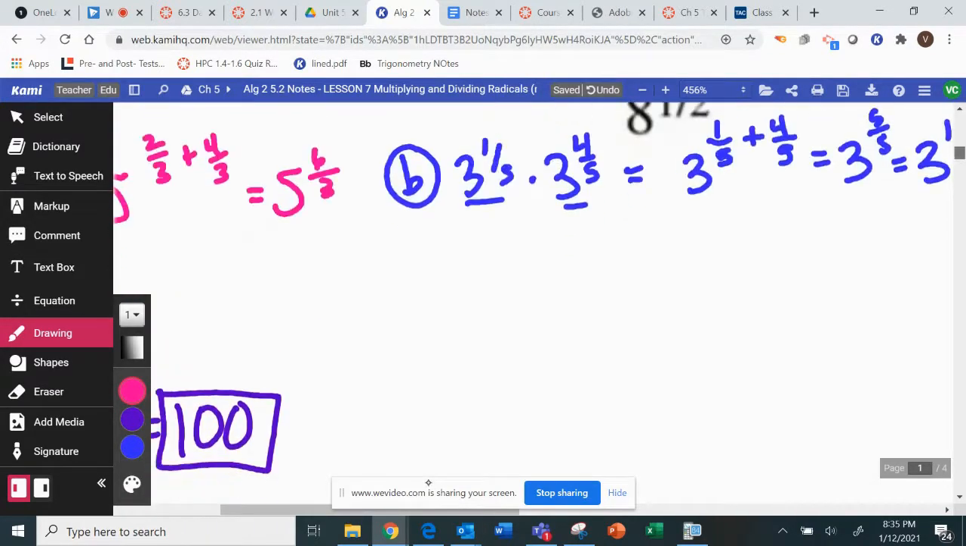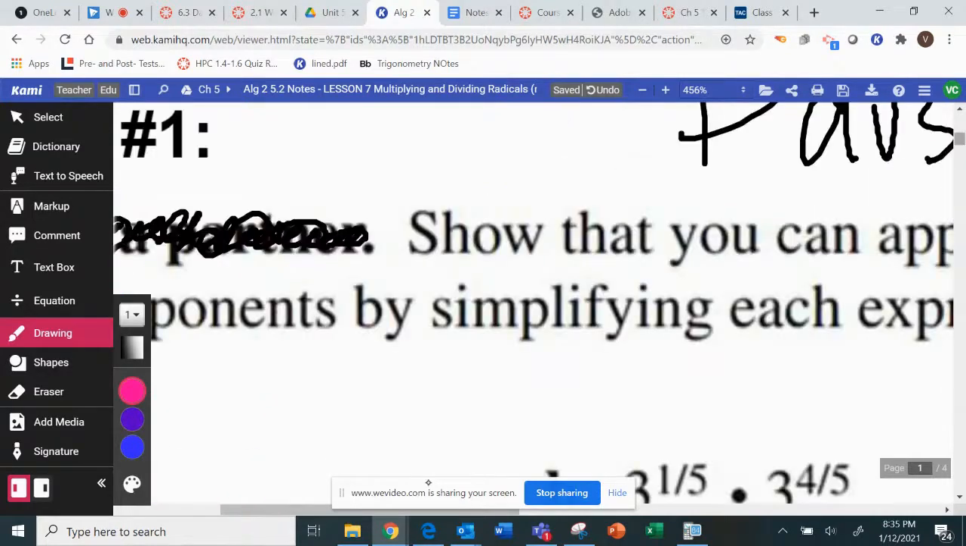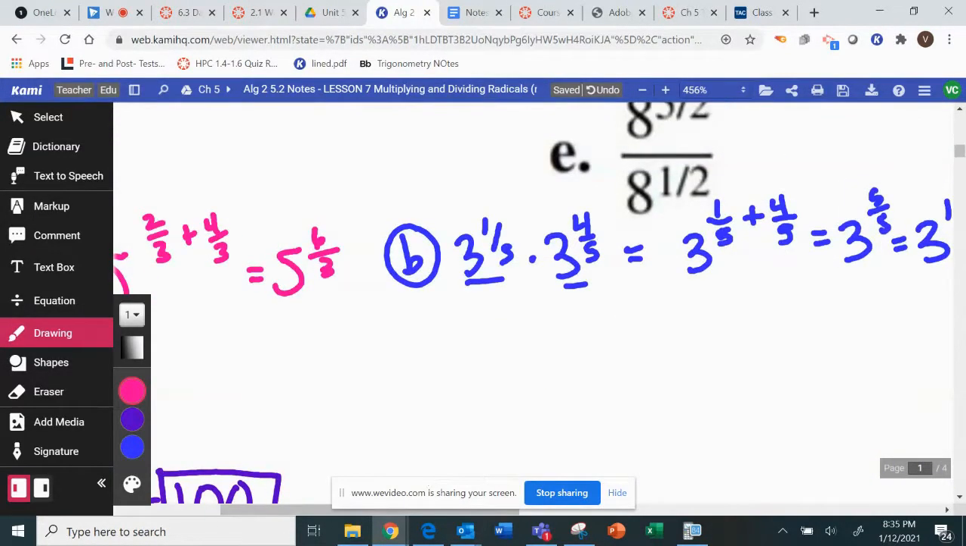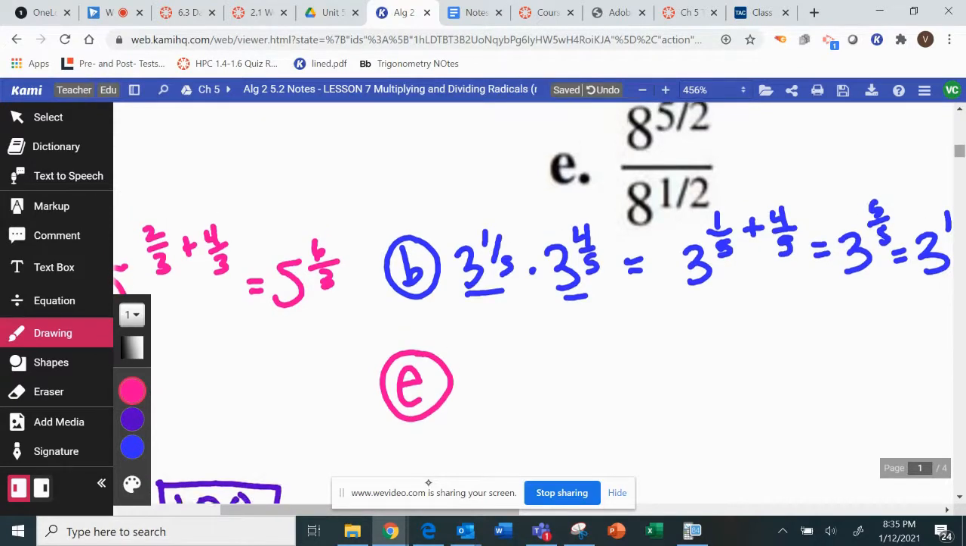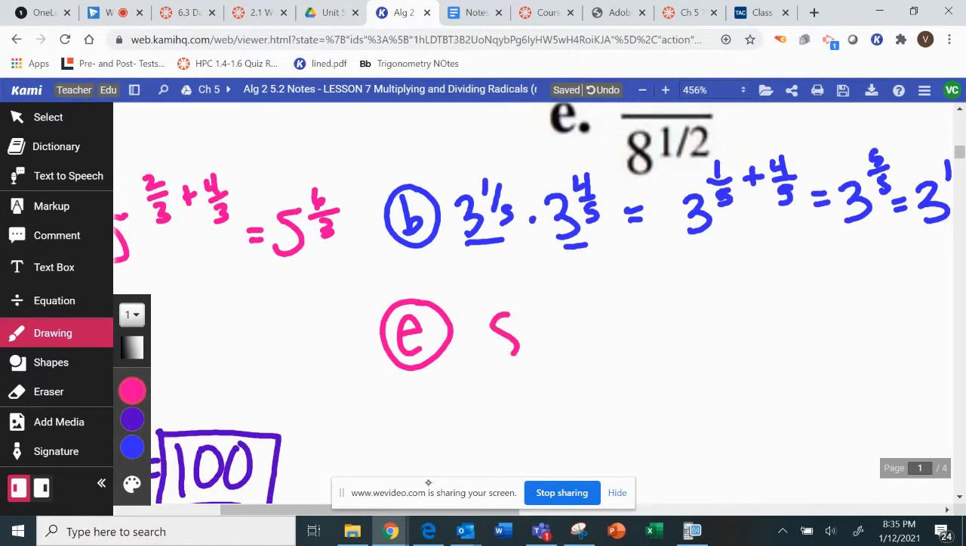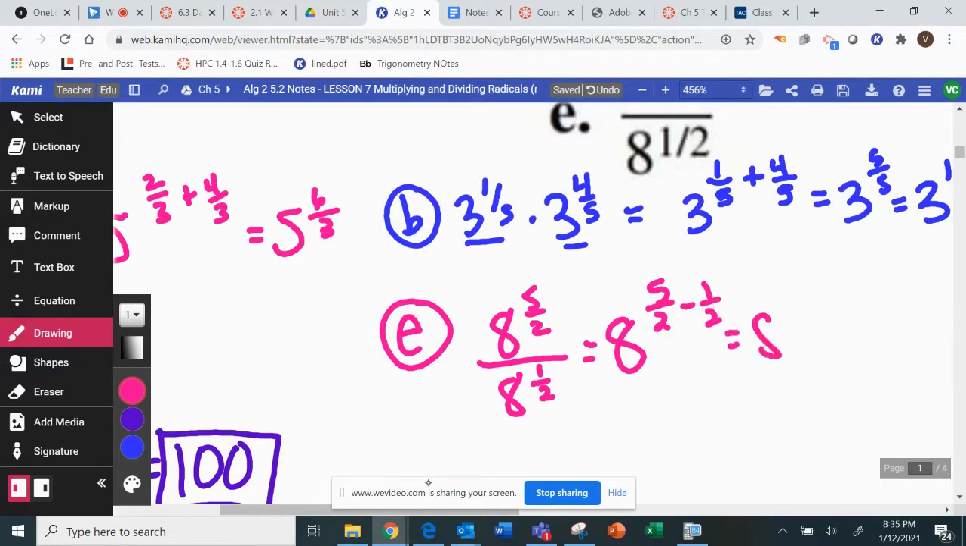All right, question E. 8 to the 5/2 divided by 8 to the 1/2. When we divide like bases, we use that like base and we subtract the exponents. So we get 8 to the 2nd, which is 64.